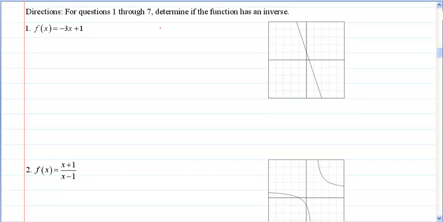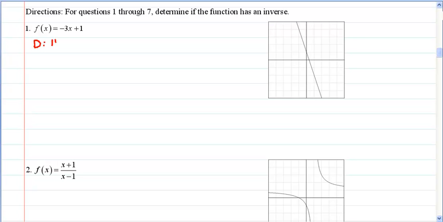For questions 1 through 7, we're asked to determine if the function has an inverse. And we're going to do this in two ways. We're going to do this graphically and algebraically. So the first thing I want to do is look at my original function, f of x equals negative 3x plus 1, and state the domain.